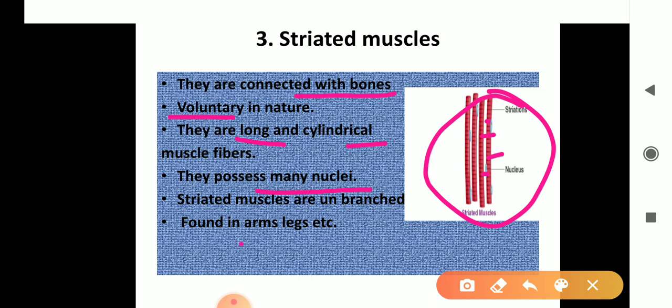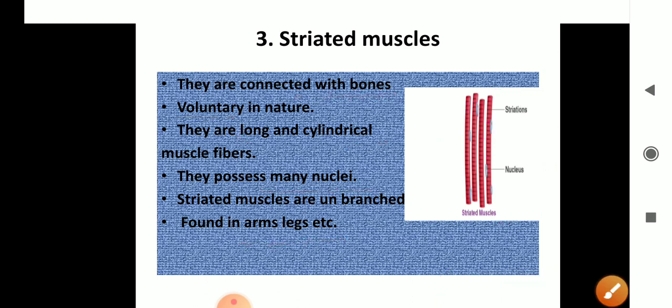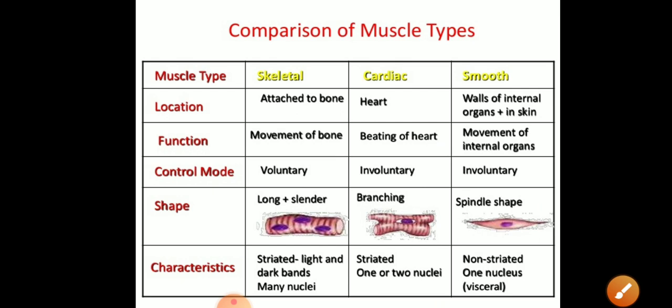And it is found in the arms, legs, those parts of the body where bones directly move. In that, the movement is possible only due to the striated muscles. Okay, now see one more slide.